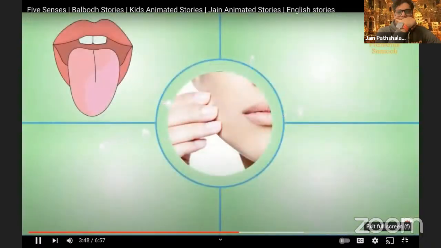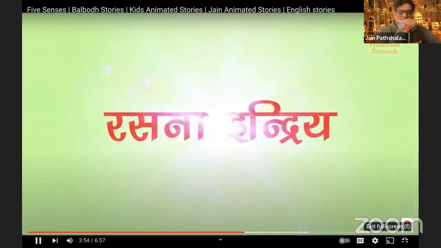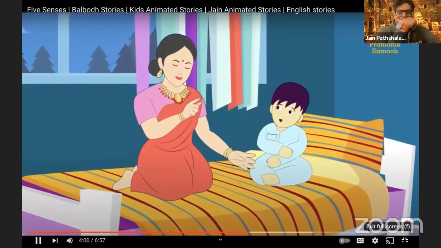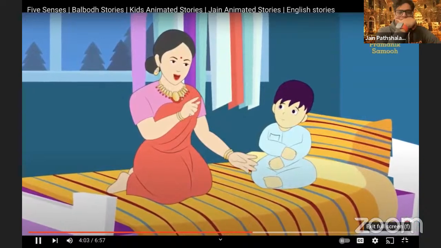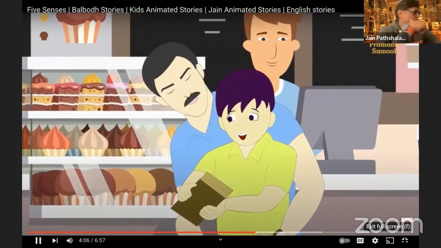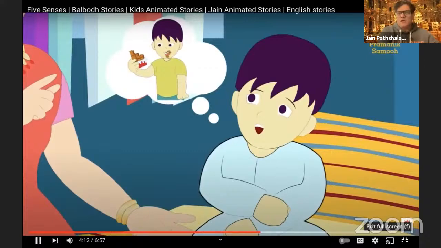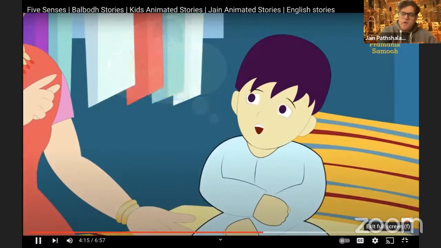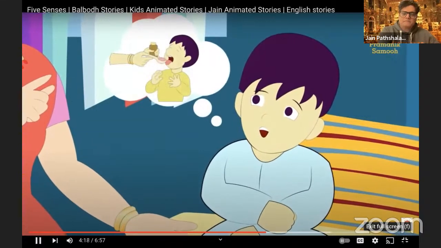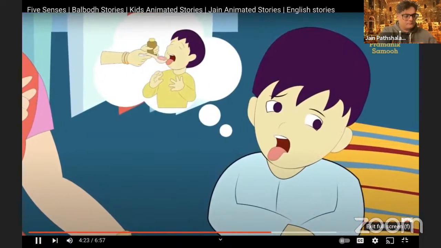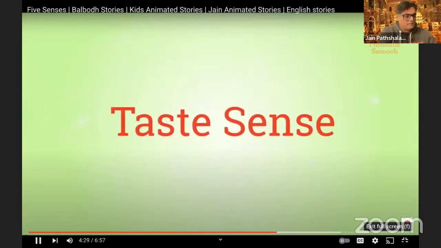Now, you will know about the second sense of the body country, and that is our tongue. Sweetheart, with our tongue we can taste things. The tongue is our taste sense or rasna indriya. "Mom, what is this taste?" "Son, do you remember when Dad buys you a chocolate and you eat it? How does that feel?" "Sweet, sweet, yum, yum." "And when I give you medicine when you have fever, how does that feel?" "Ew, yuck." "So son, this is what is called the taste sense."